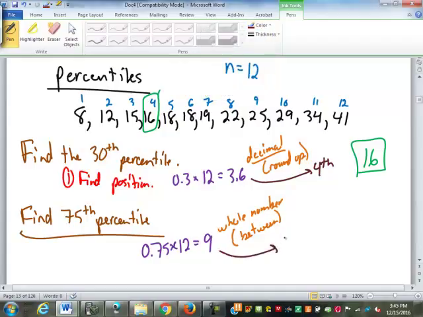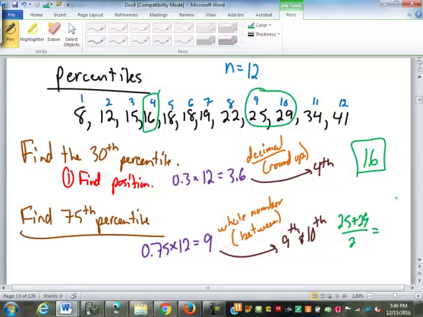So it'll be between the 9th and the next one, the 10th. So we get a 9, it's going to be between the 9th and the 10th. So there's the 9th number and the 10th number. It's going to be between 25 and 29. So we'll add them together and divide by 2.